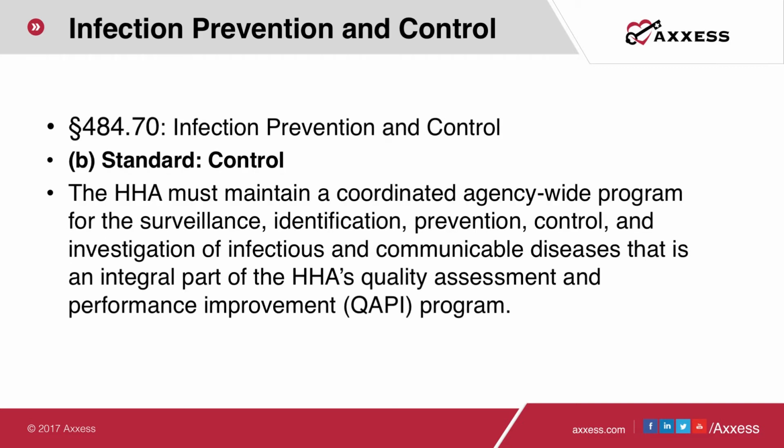At 484.70, we see the standard gets into the control. So we just talked about the prevention of infections. Now we're going to talk about control. And in order to control infections, the home health agency has to maintain a coordinated agency-wide program for the surveillance, identification, prevention, control, and investigation of infectious and communicable diseases. That's an integral part of the home health agency's QAPI program.